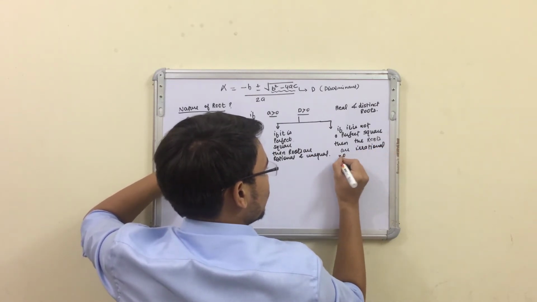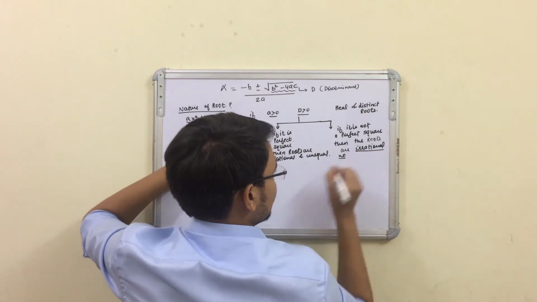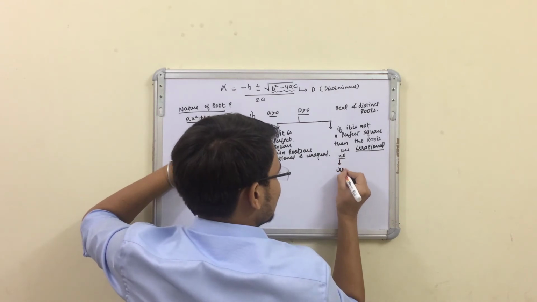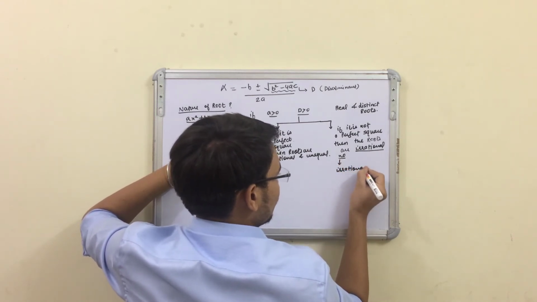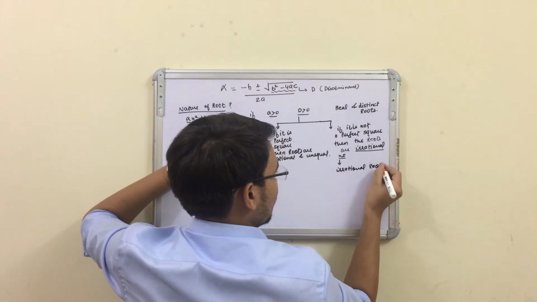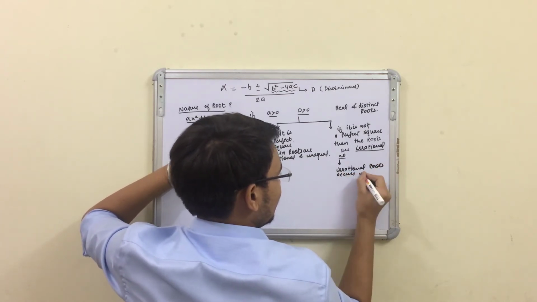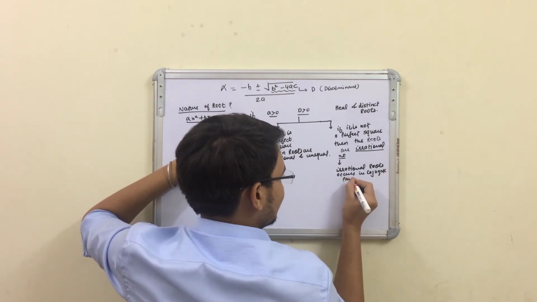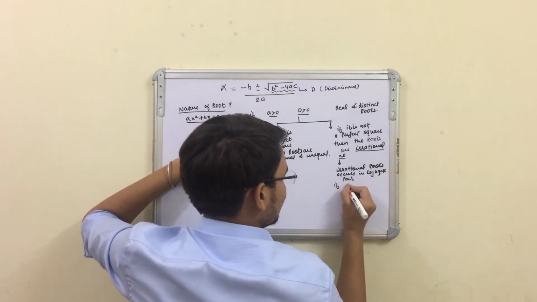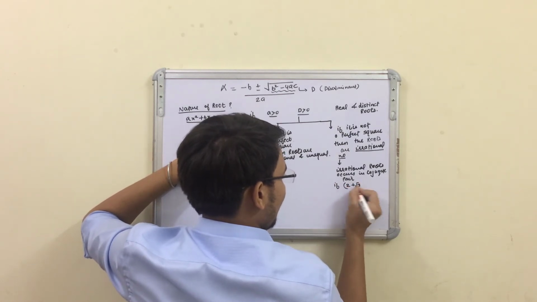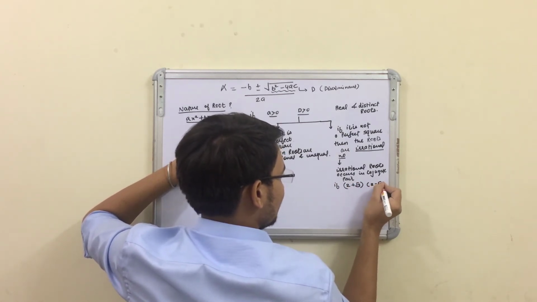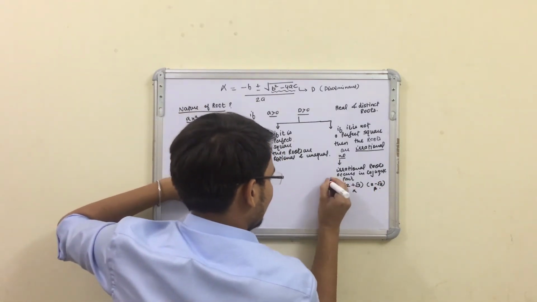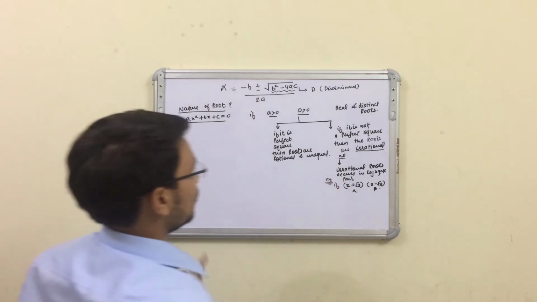numbers, and we know that these irrational roots occur in conjugate pairs. If one root is 2 plus root 3, another root is 2 minus root 3. This is alpha, then it is beta. Okay, this is an example. Okay, this is the conjugate pair.